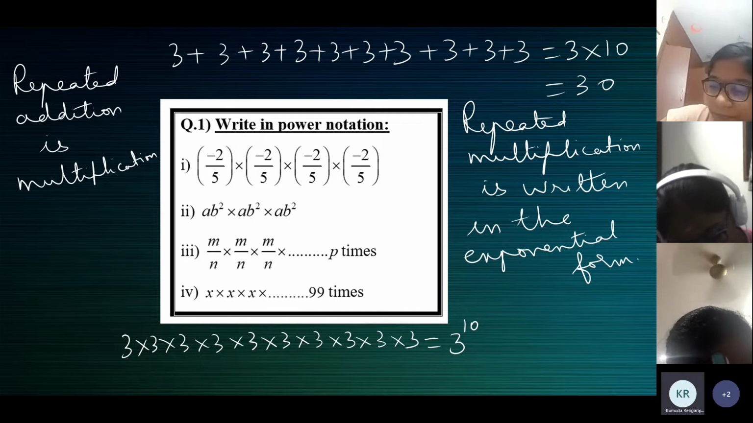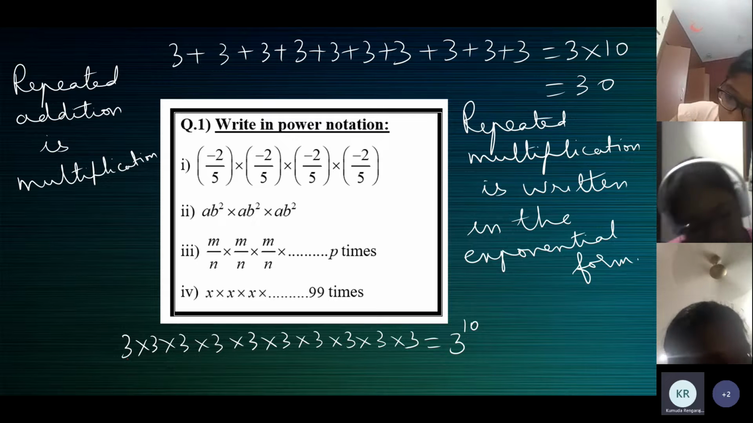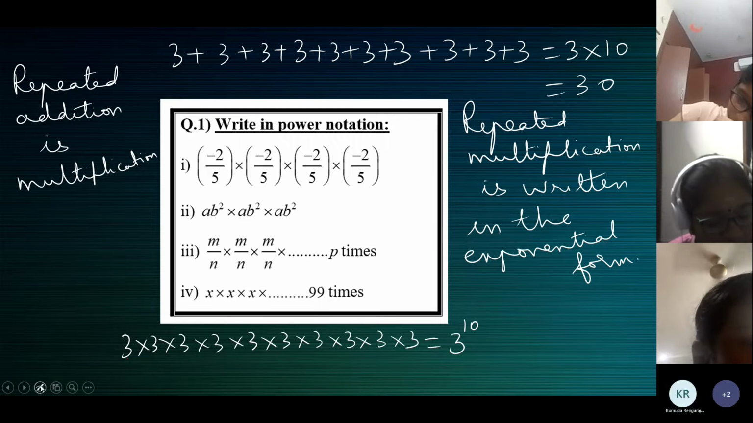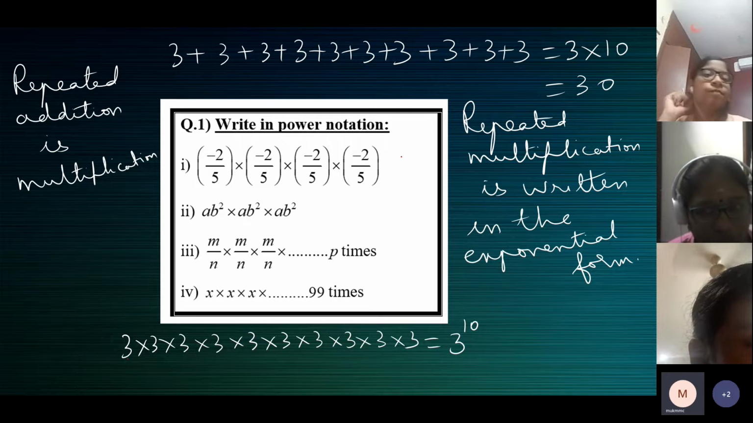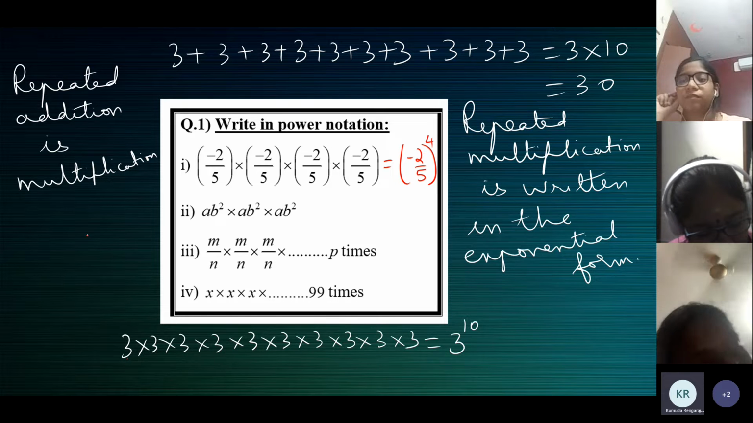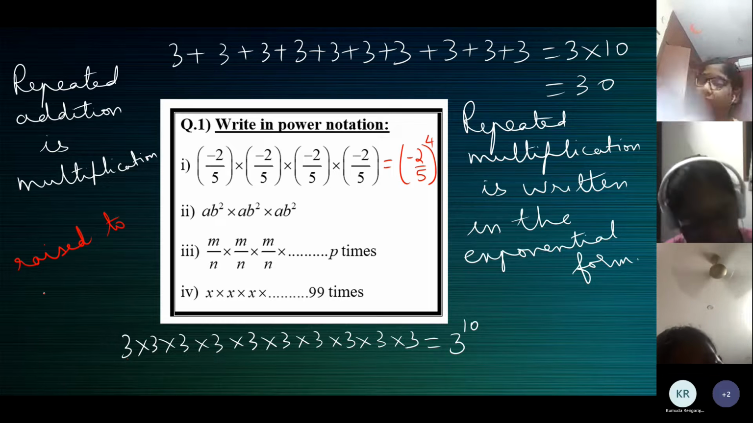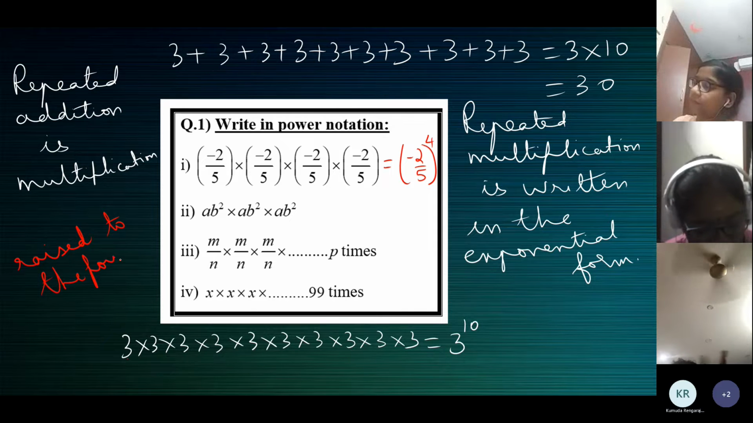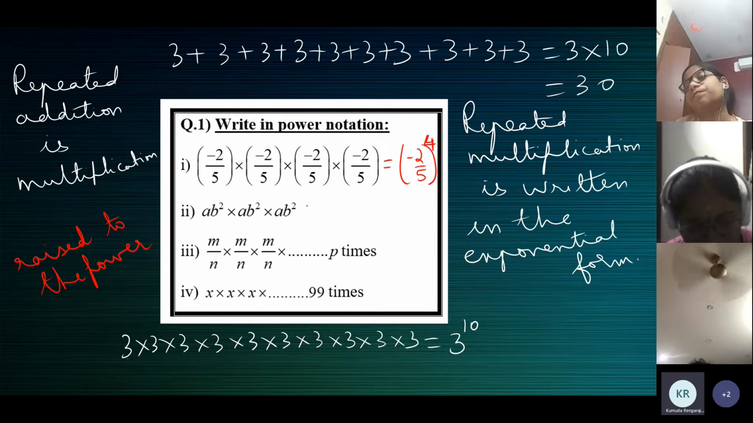All right, Mritika, can you now try the first one? Yes, ma'am. Minus 2 by 5 raised to the power 4. Minus 2 by 5 raised to the power 4, or simply minus 2 by 5 to the power 4. Very good. Second one, Bhavishya.